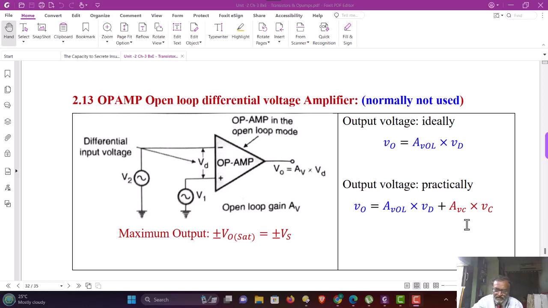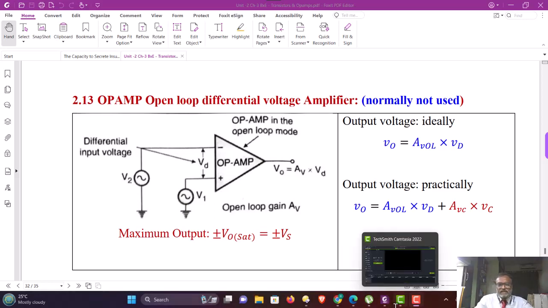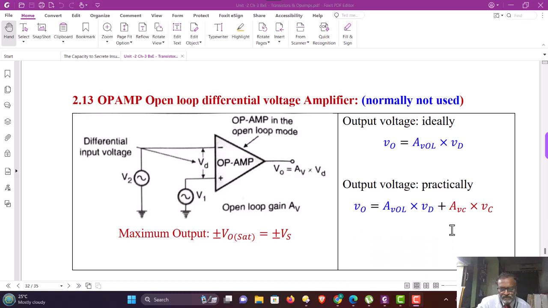For a practical operational amplifier, the value of AVC is very small, and therefore the contribution of the common mode voltage gain, which is nothing but mismatch, is very small. In most of the cases we ignore it, and therefore we use the ideal expression VO is equal to AVOL into VD, since AVC into VC is very small and negligible in most of the practical cases.